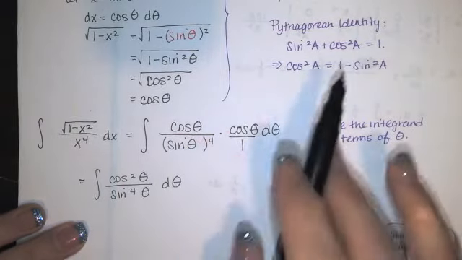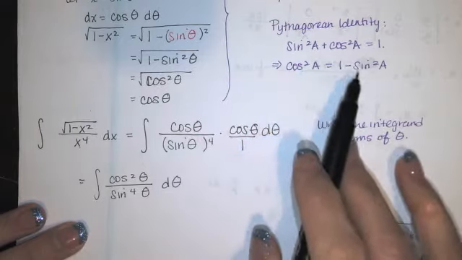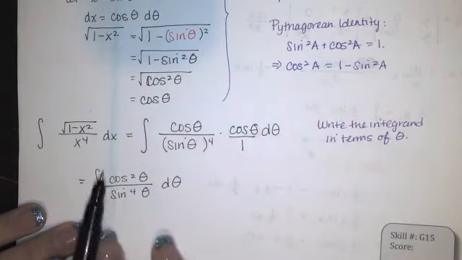Now, many students, because we just used this identity, cosine squared equals 1 minus sine squared, often want to apply that here.